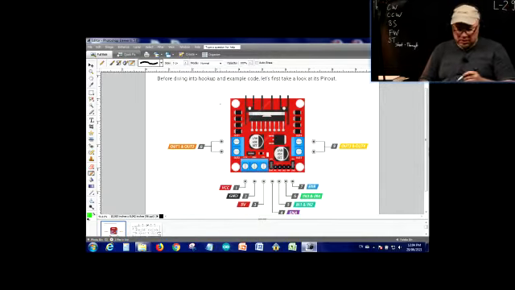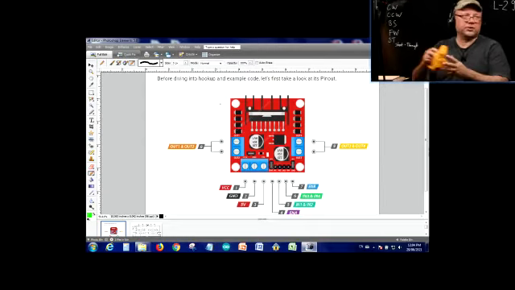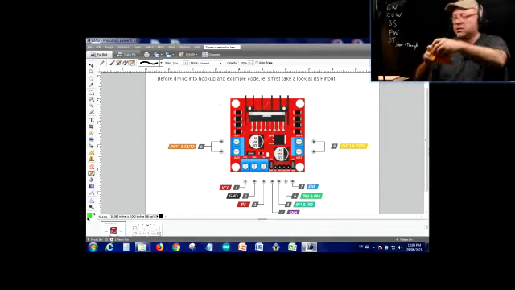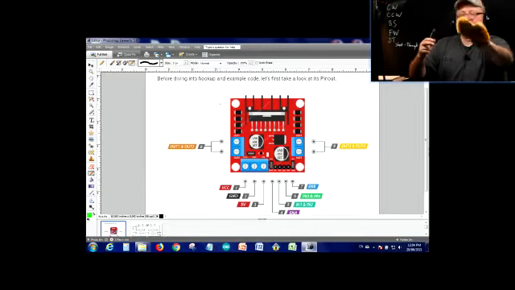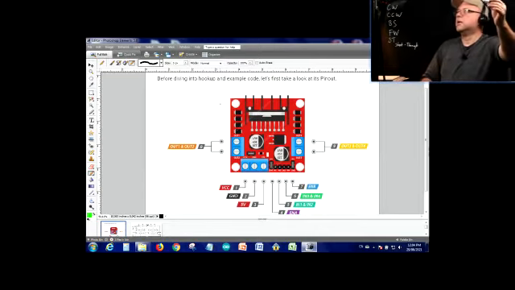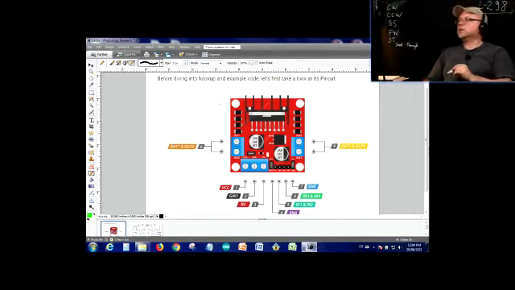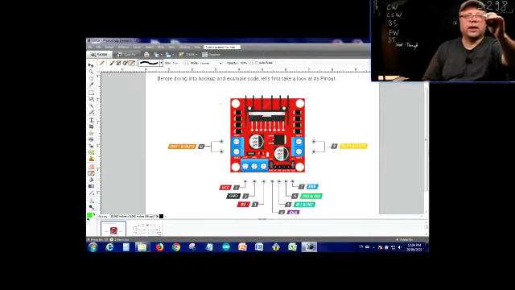L298. Wow, can't see that here in the picture in picture. Let's do it again. All right. It's gonna go from here to here. All right. L298. All right.